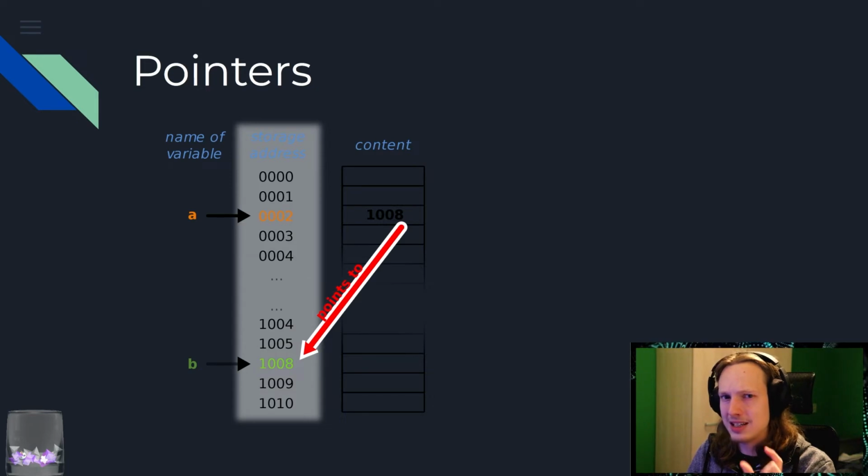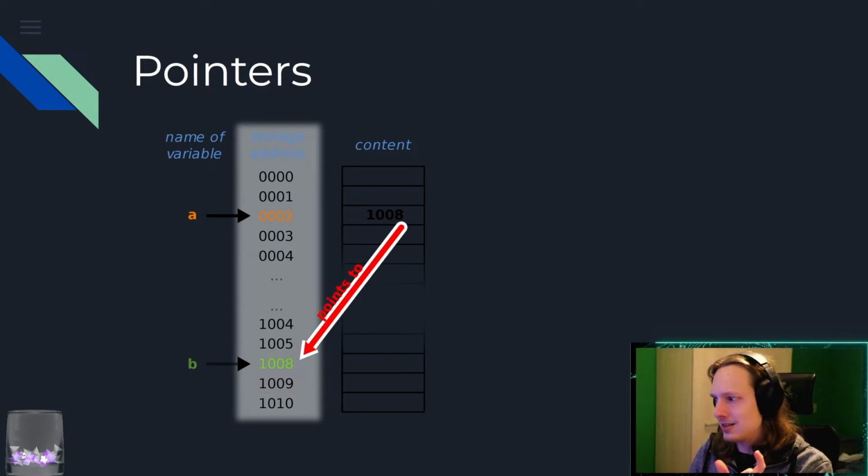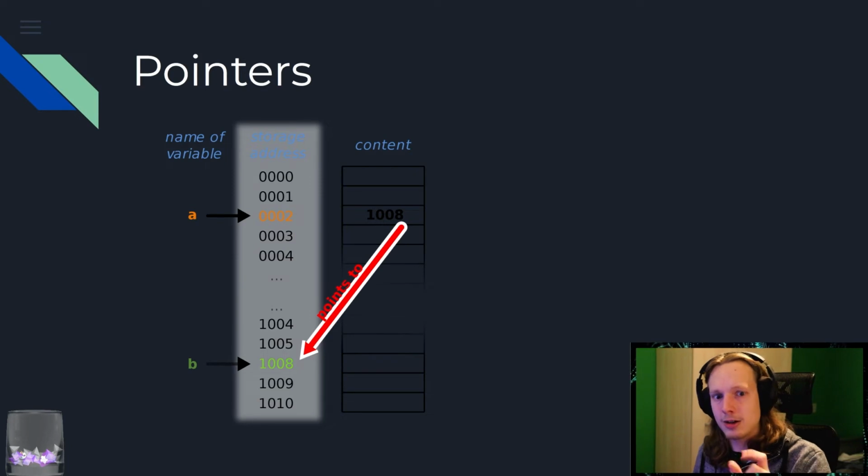So you can read this memory address. You can see, oh, this memory address is 1008. Well, let's go to 1008 and read that value to actually get our double back.